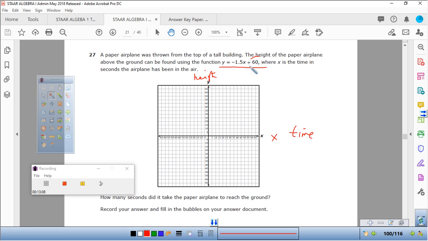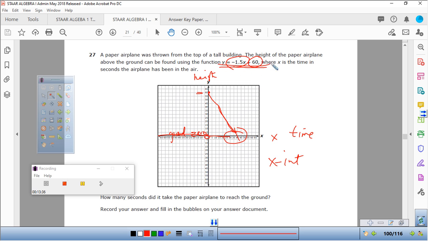Now, if they throw it from 60, they're throwing it from up here. When it comes down a negative slope, it's going to go downish. You got it? So I can't tell you where it's at, but it's going to go somewhere down like that. The question's asking, how many seconds does it take for the airplane to reach the ground? The ground level, guys, this is the height. 60 feet is up here. 0, the ground, is right here. Basically asking, where does this line cross the x-axis? It's asking for your x-intercept.